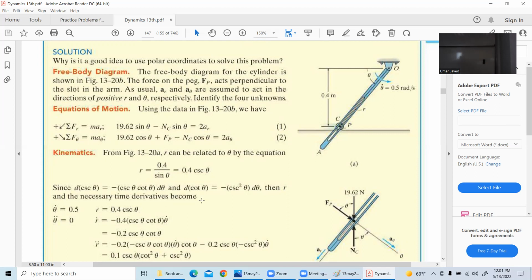Why is FP in the theta direction? Because the arm is 90 degrees to radial, right? FP is in the theta direction because the arm is moving the peg. So the force exerted by the arm on the peg is in the theta direction.